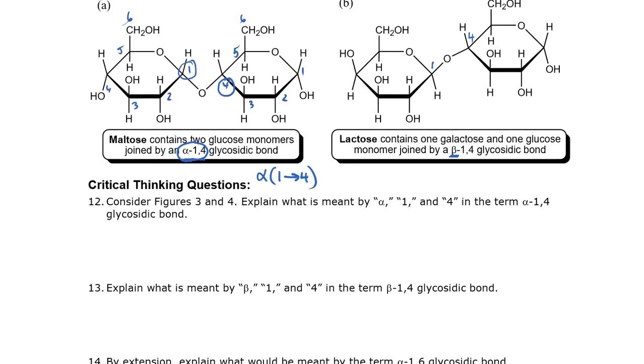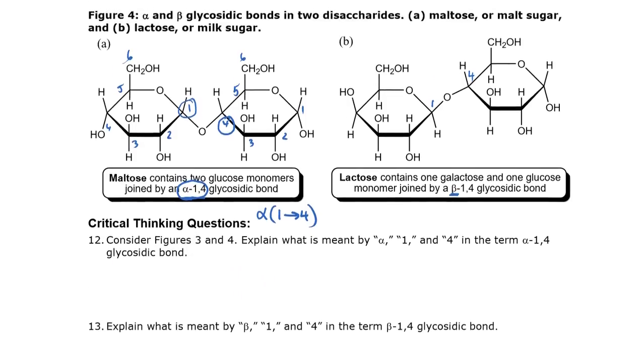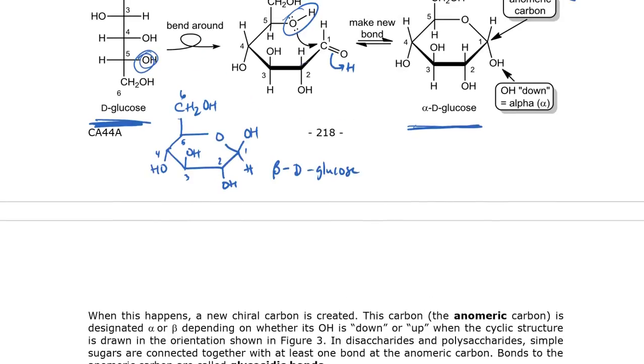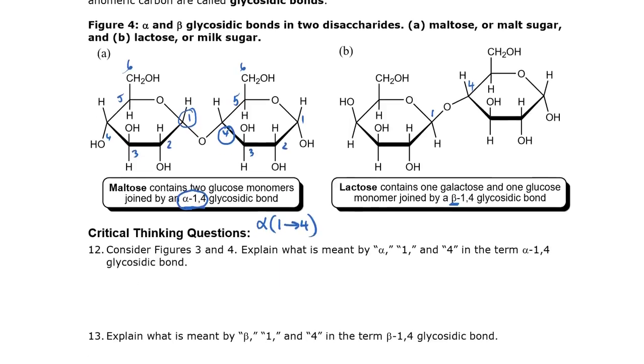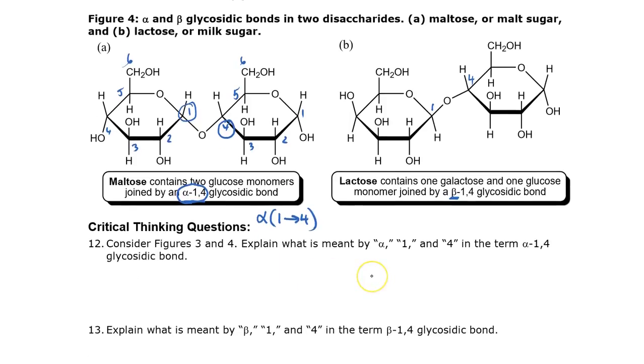So let's sum up and make sure that you are understanding what this is. So considering these figures, 3, which was this guy, which we spent quite a bit of time on, and 4, which is this one, explain what is meant by alpha and 1 and 4. Pause the video and write a sentence. Pause now.